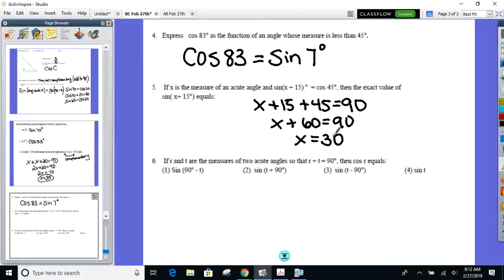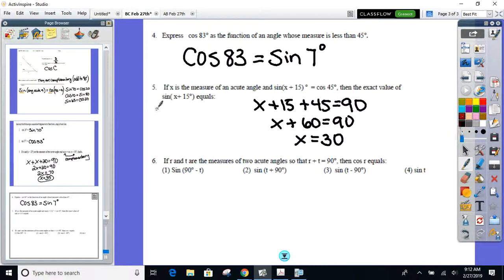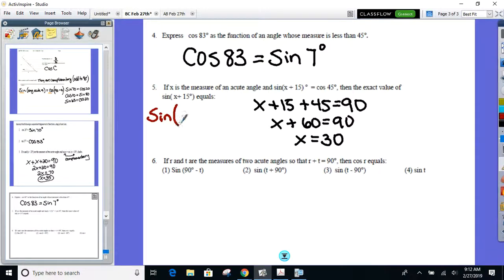But they didn't ask me for x. Take a look. They did not ask me for x. They asked me for the value of the sine of x plus 15. So let's plug x in. What am I looking for? The sine of 30 plus 15, which is, yes, 45. Where can I get that value from? And we're not looking for sloppy decimals here, honors kids. How can I somehow get it in fraction radical form, the sine of 45? 45 ring a bell?